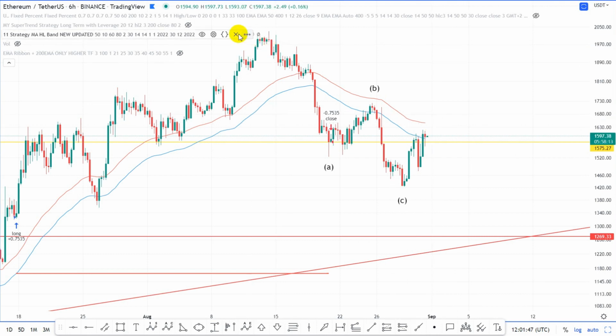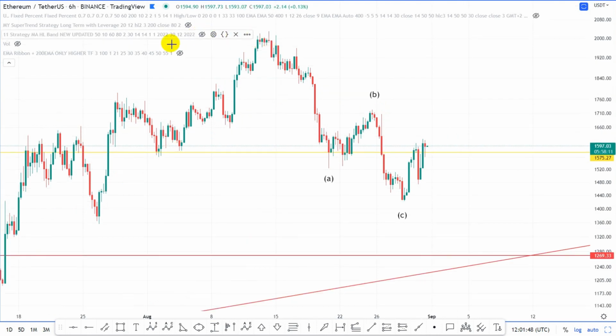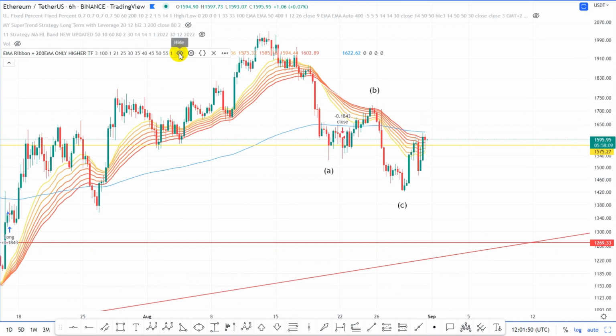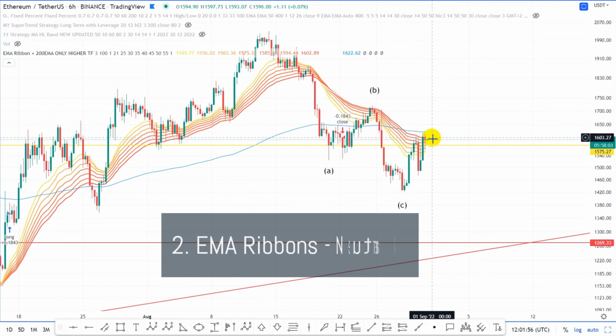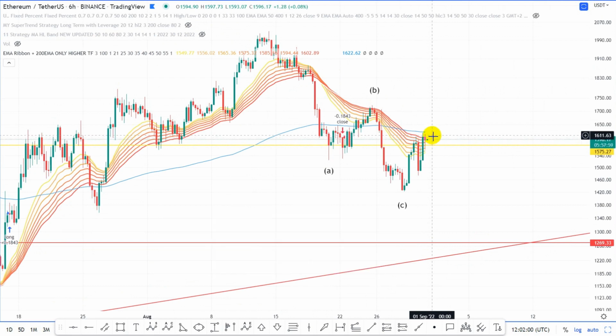Now the next one that we will look at is the EMA ribbon indicator. What you see here is the same thing. The price is inside of the EMA ribbons, and that is also the neutral signal. For us to be bullish on Ethereum, it has to have several candles form above it, or to be bearish, it has to form a candle not touching the EMA ribbons, below it.